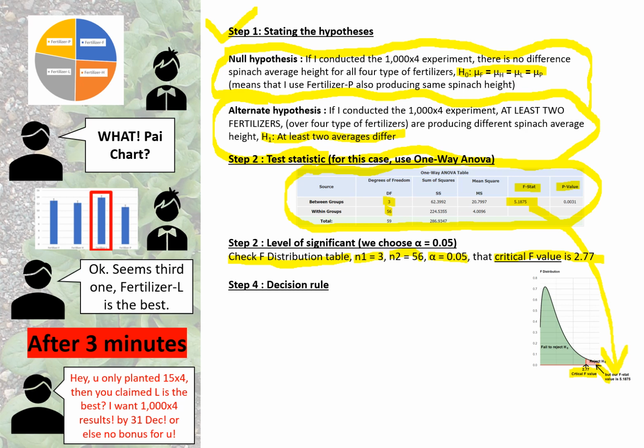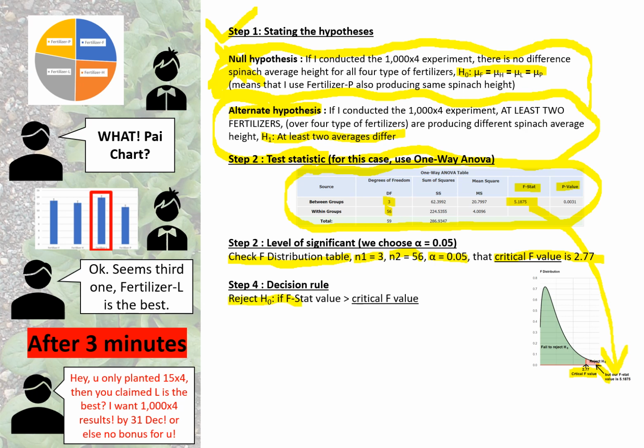Step 4, our decision rule. This is a generalization to decide whether we reject the null hypothesis or we fail to reject the null hypothesis. Which one do we prefer? We prefer to reject the null hypothesis. Why? When we reject the null hypothesis, we're going to conclude that the alternate hypothesis is more convincing. So we're going to write the rules.